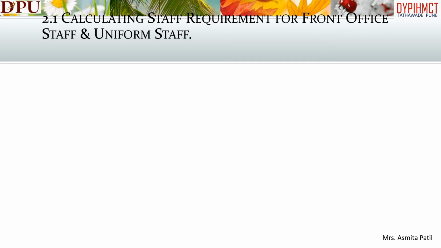Calculating staff requirement for front office staff and uniform staff. No matter how well designed a system may be, it can only be as good as the people who run it. As we have seen, competent, well-motivated staff are an essential element of any successful service operation. This is a matter of selecting the right people, giving them the right equipment, inducting and training them properly, and letting them go on with it.